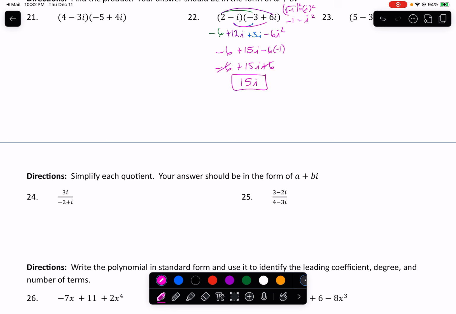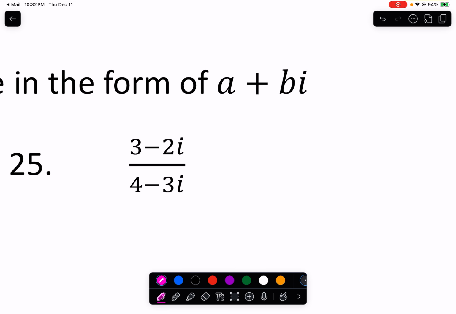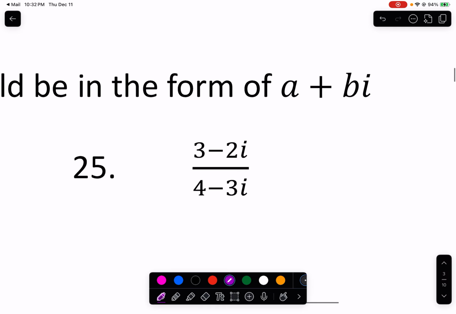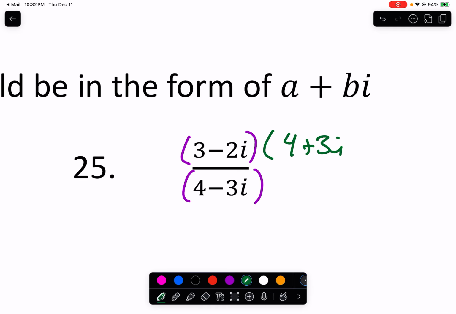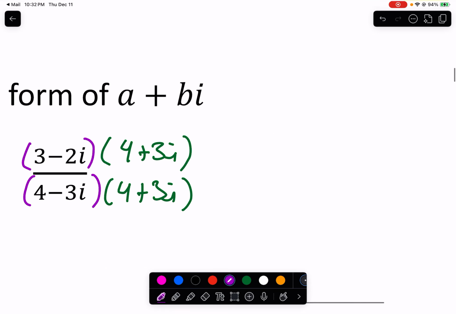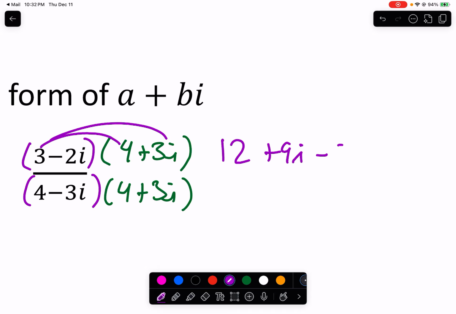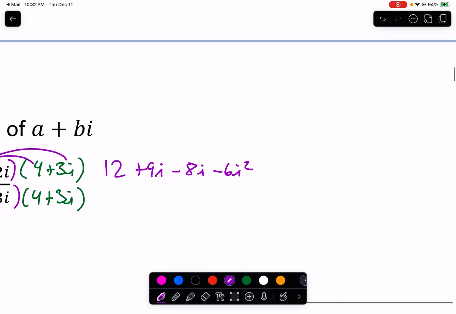All right. Let's see. Here we need to simplify. So basically you have to multiply the top and the bottom by the complex conjugate. So here I'm going to multiply the top and the bottom by 4 plus 3i. So let's see. On top, I get 12 plus 9i minus 8i minus 6i squared, which I end up with 12 plus i minus 6 times negative 1. So I combined these and got just an i.